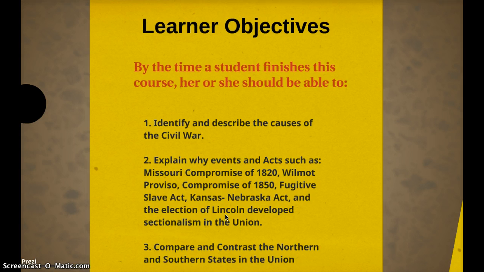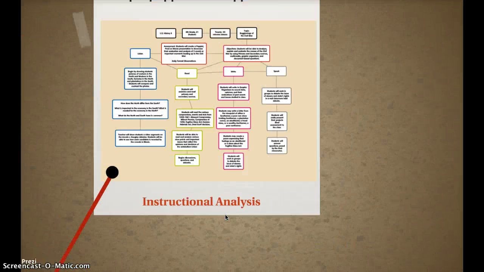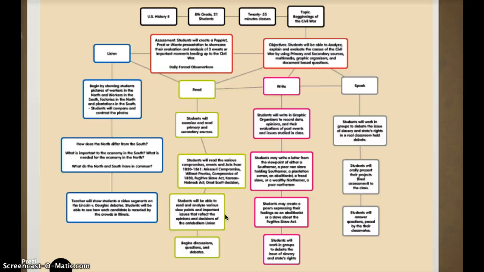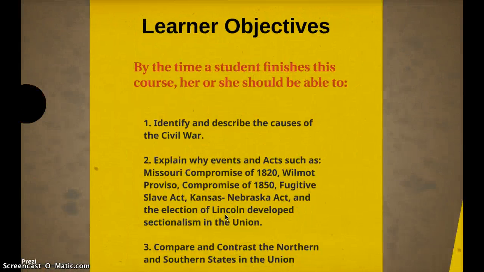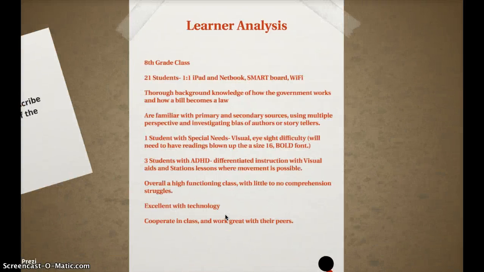Next are our learner objectives. We have 6 overall. All of these will help them answer the essential question. Next is our instructional analysis, which lists all of the necessary steps for this course. Then we have our learner analysis, which lists what the students already know.